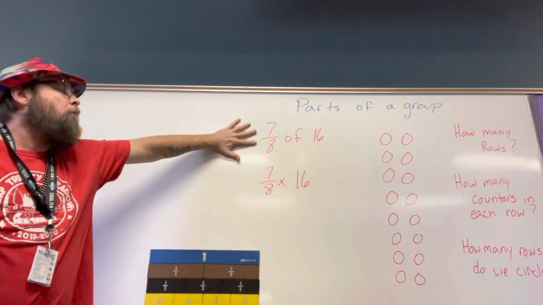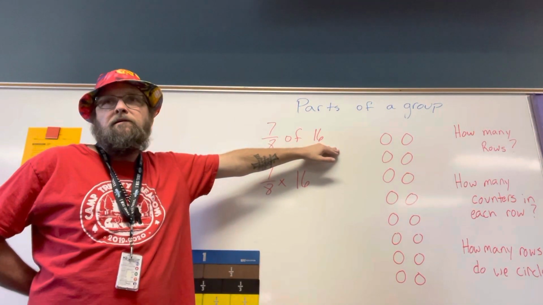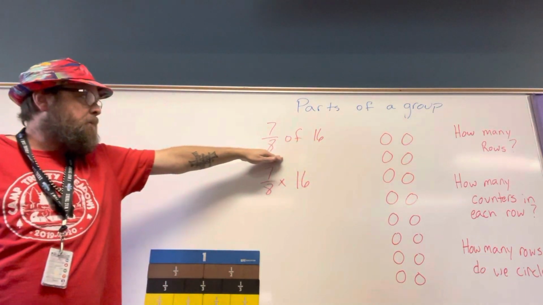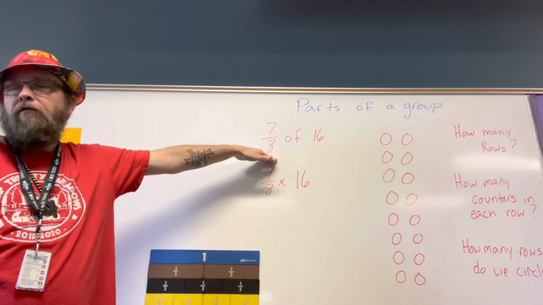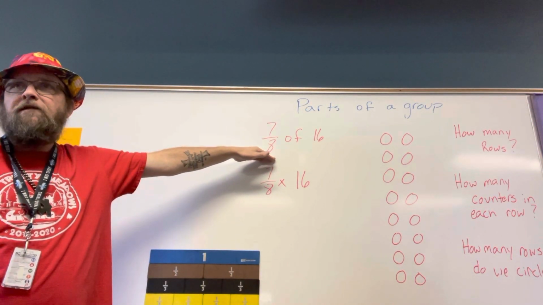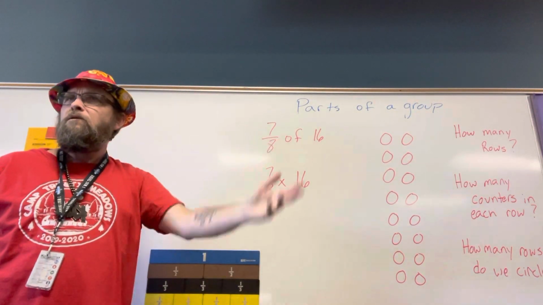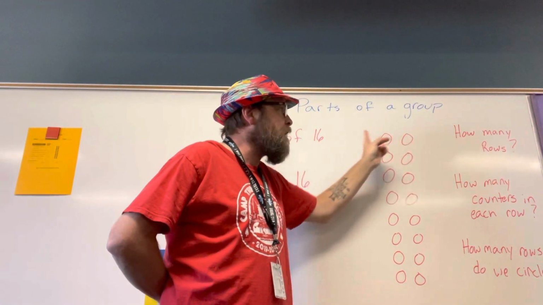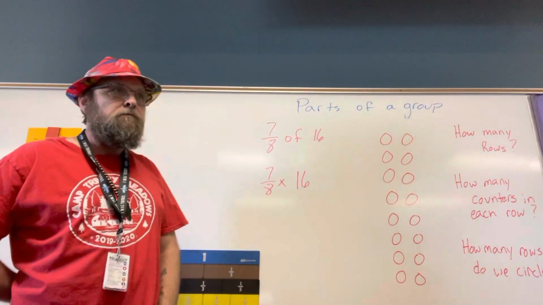If we look at our problem, 7/8 of 16. The denominator tells us how many groups. So how many rows are there? When you go to the movies and you sit all in the same row, are you sitting one right behind the other? No. You're sitting side by side. Side by side. So this is a row. This is a row. So how many?